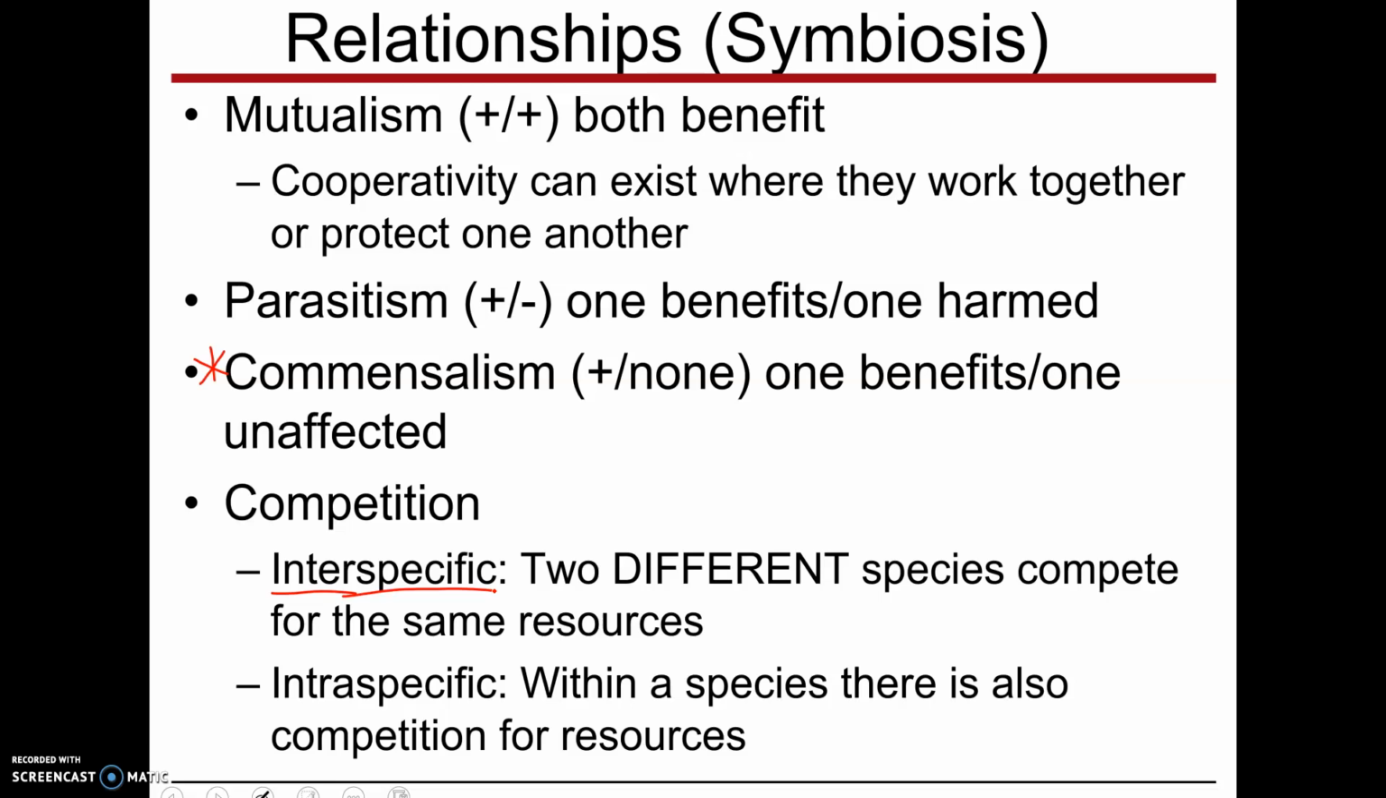That would be interspecific competition, and maybe one of them outcompetes the other, and that one goes extinct in that area. Intraspecific also exists, though. Even within a species, there's going to be competition. That's part of natural selection.